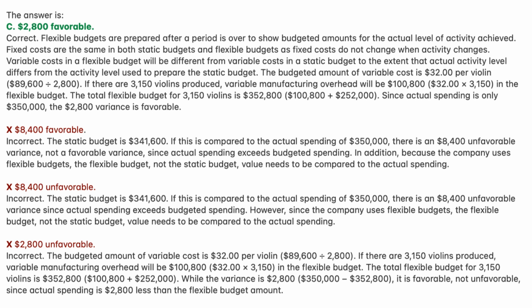The total flexible budget for 3,150 violins is $352,800, $100,800 plus $252,000. Since actual spending is only $350,000, the $2,800 variance is favorable.